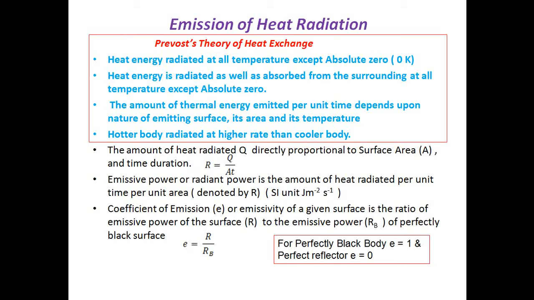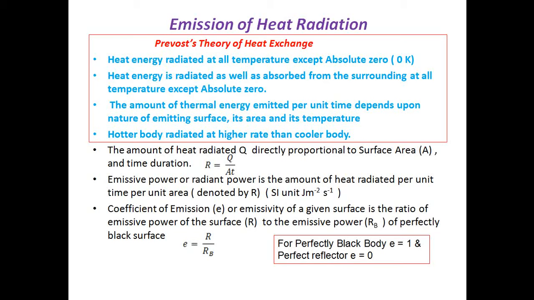Then the coefficient of emission. For a given surface, the ratio of the emissive power of that surface to the emissive power of a perfectly black body is what we call the coefficient of emission. For a perfectly black body, this coefficient of emission is equal to 1. And for a perfect reflector, that means no energy getting absorbed, E is equal to 0.